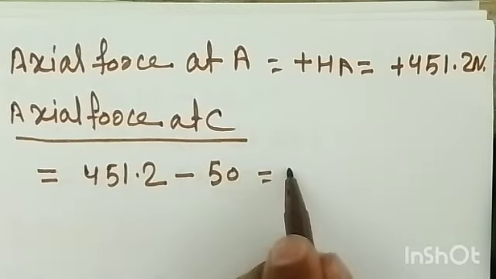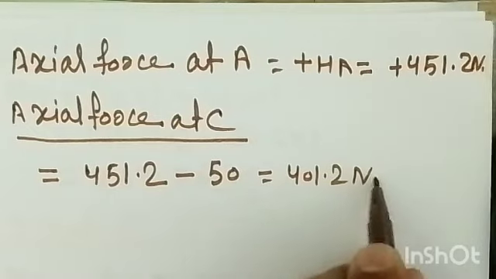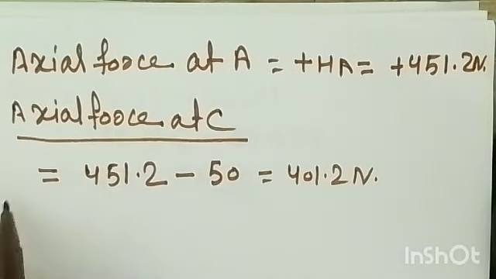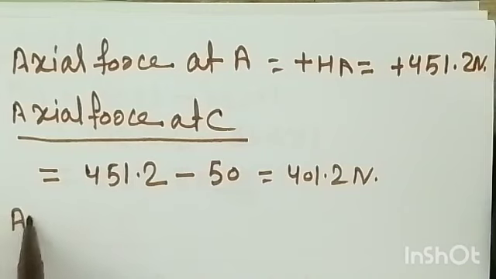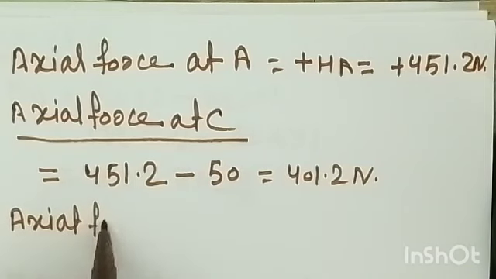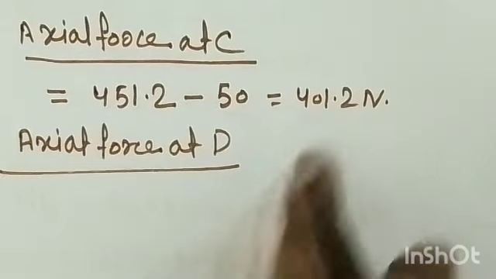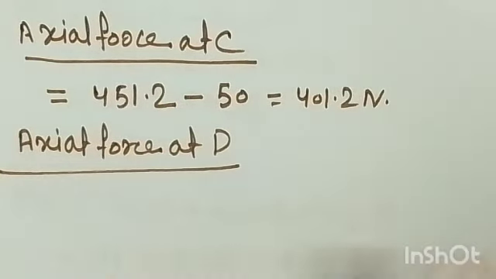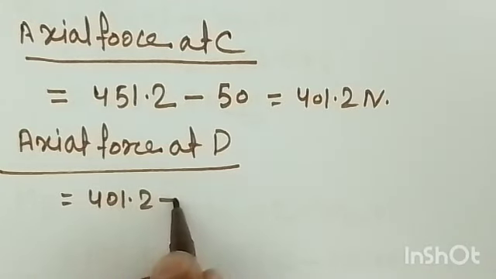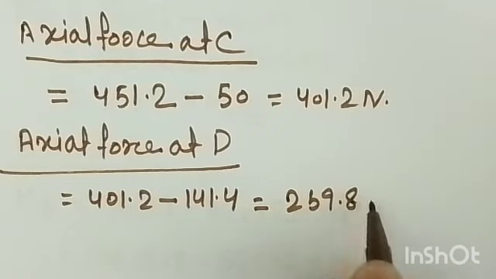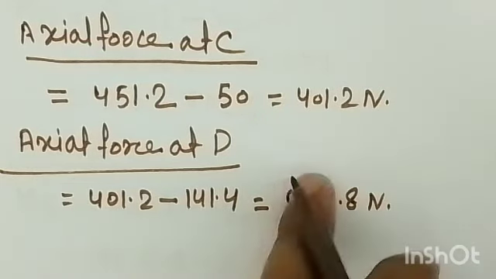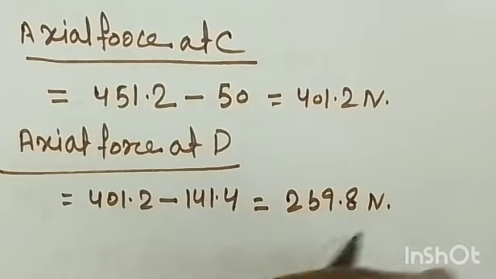So this value will come as 401.2 Newton. Again this will be constant between C to D, and now we need to find out the axial force at D, right? And that value is 401.2 minus that horizontal force, that is 141.4, which is 259.8 Newton, right? Again between D to E this force will be constant horizontally.